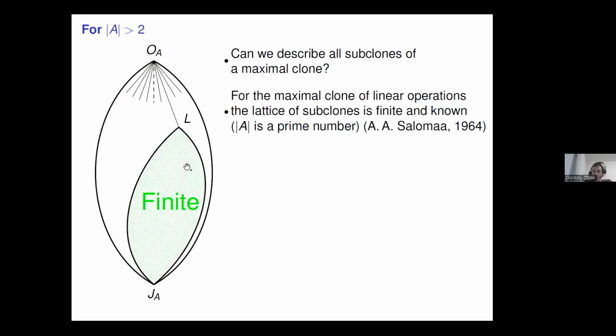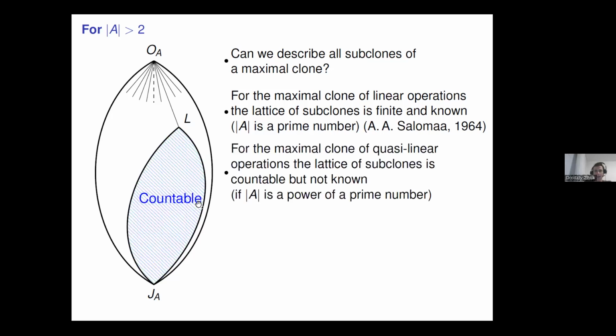For example, can we choose some maximal clone and try to describe everything that's below? And sometimes this problem is very easy. For example, if you consider the maximal clone of linear operations, then this sublattice is finite and very simple. And this is another nice exercise for any student.